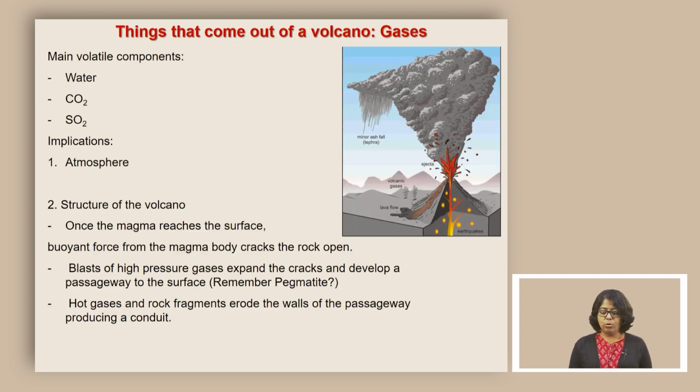Now, let us take a look at the gases that come out of a volcano. The major components of the volatile material include water vapor, carbon dioxide and sulfur dioxide, and the relative proportion of each of these materials has important implications, because carbon dioxide is a greenhouse gas, and if a lot of carbon dioxide is released through volcanism into the atmosphere, then it can eventually lead to a change in the atmospheric temperature.